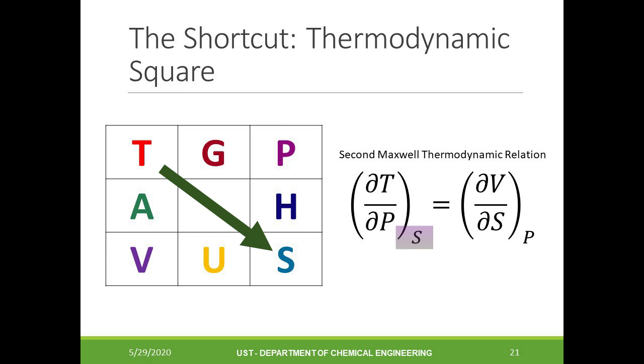I will now use the bottom row of the thermodynamic square. Starting at the bottom corner, which is V or volume, I will draw a line that goes all the way to the other corner of the same row, which is entropy or S. Again, this will be my partial derivative term. Now I have a partial V over partial S.